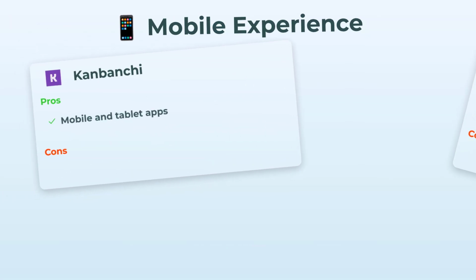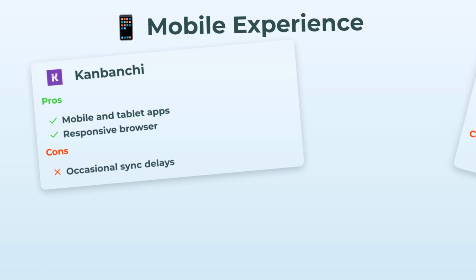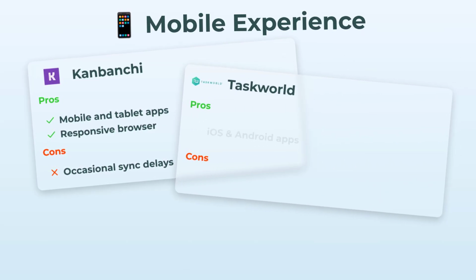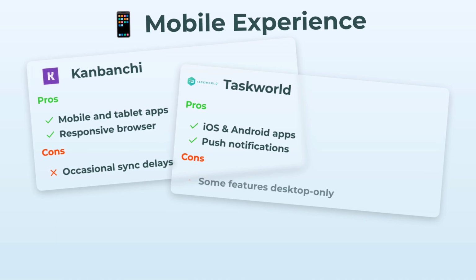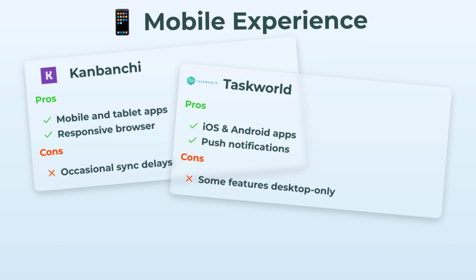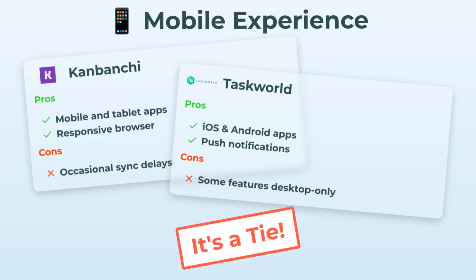Mobile experience time. Both Kanbanchi and Taskworld have decent apps for your phone or tablet, which, yeah, kinda table stakes these days. Kanbanchi's browser version is super responsive, but sometimes you get these weird sync delays. Annoying, but not a deal breaker. Taskworld's apps work well, and you even get push notifications. Though beware, a few features are still desktop only. Honestly, it's a pretty even matchup on this one.